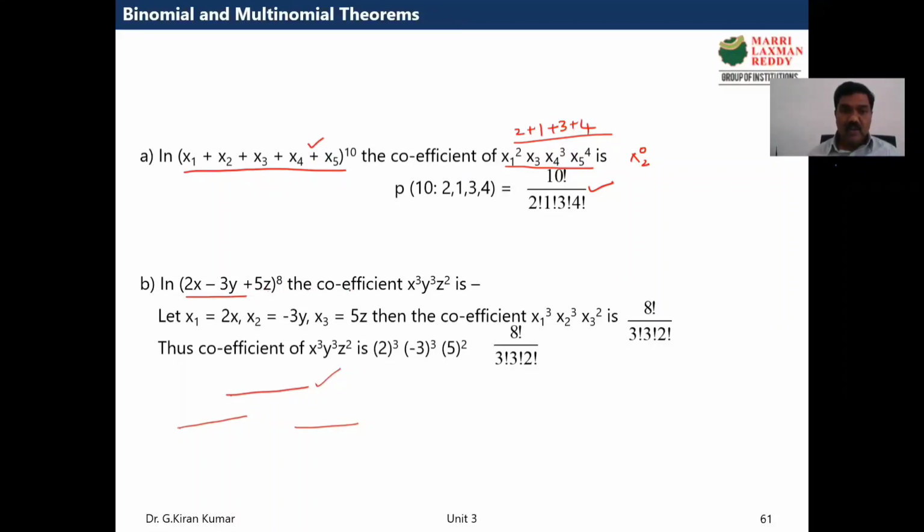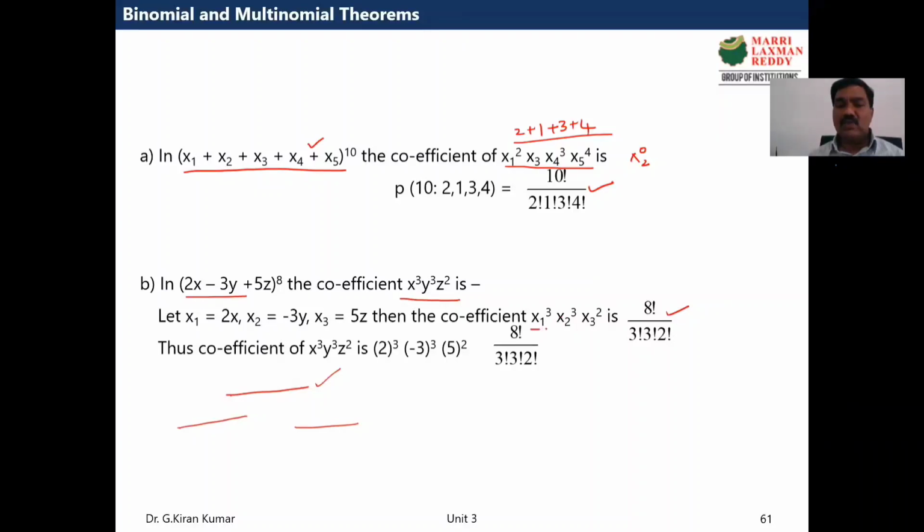So how do you find the coefficient of this? I want the coefficient of x cube, y cube, z square. Without this substitution also you can directly write it, but normally in school days you would have done something like this. You take x1 as 2x, x2 as minus 3y, and x3 as 5z. Then the coefficient of x1 cube, x2 cube, x3 square is 8 factorial by 3 factorial into 3 factorial into 2 factorial.